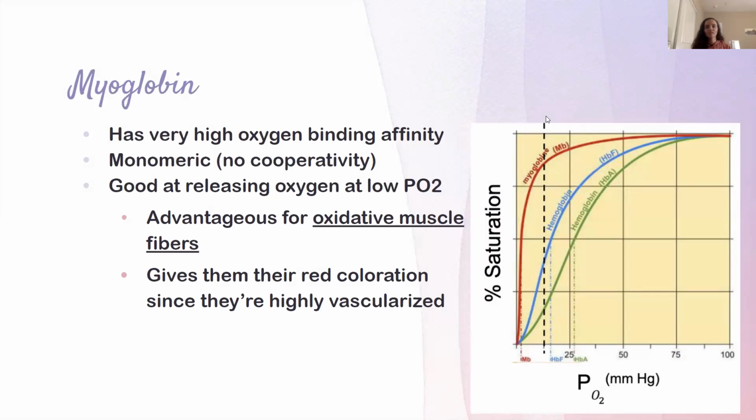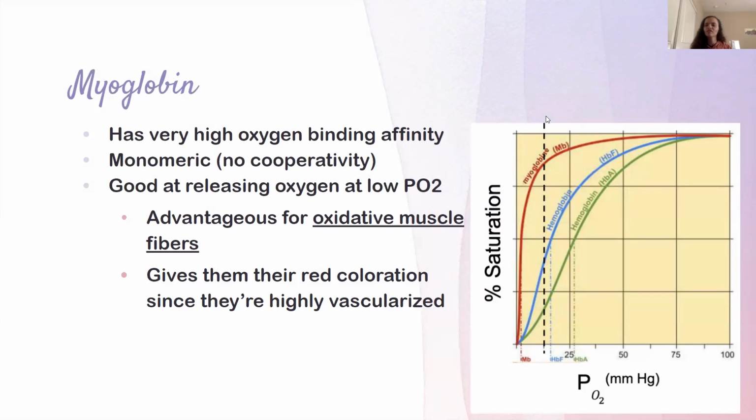So the last protein I'm going to talk about is myoglobin. Myoglobin has an even greater affinity for oxygen than both fetal hemoglobin and adult hemoglobin. It has a much higher affinity. It's also a hyperbolic curve, so there's no cooperativity.